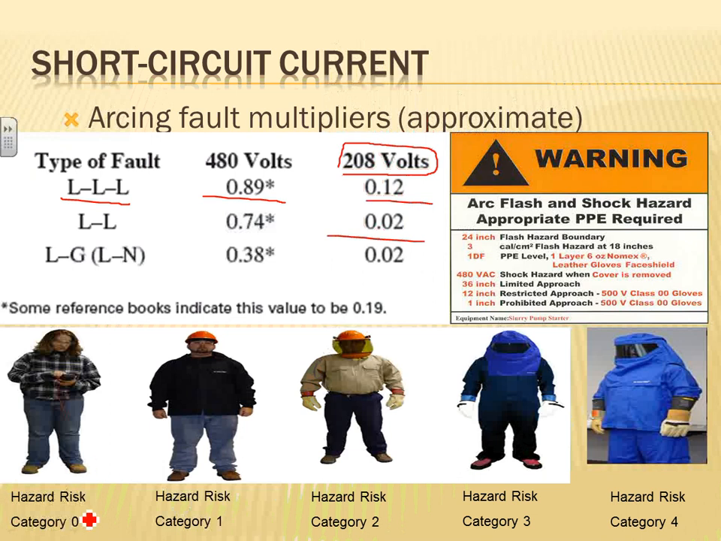So category 0, and category 1, and it goes all the way. The last thing you want to do is put somebody on a piece of switchgear like in category 4. That's 40 calories per centimeter squared, and that will be very, very, very unproductive, right? To work on these equipments.